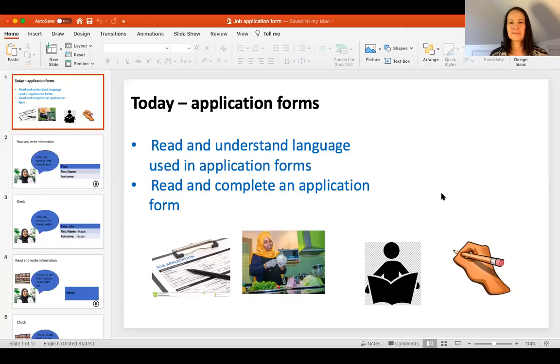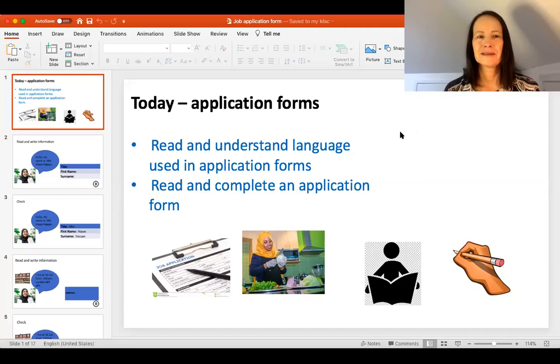What are we going to do today? Just make this a little bit bigger. Okay, so today we're going to look at application forms.